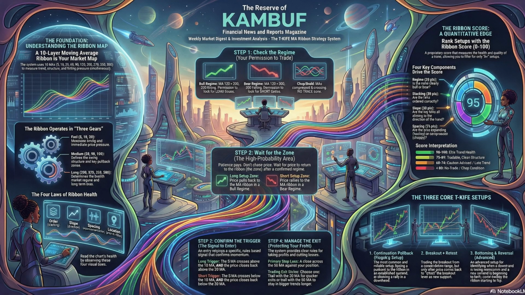Welcome to the show. Today we are strapping on our systematic trading helmets for a really granular look into a system designed, and I'm quoting the creator here, to eliminate market guesswork. Yeah, this is a big one. We are unpacking the entire blueprint of something called the Reserve of KING-KAMBUF Financial News and Reports magazine, weekly market digest and investment analysis. Specifically, we're looking at the T-KIFE MA Ribbon Strategy System by KING-KAMBUF.